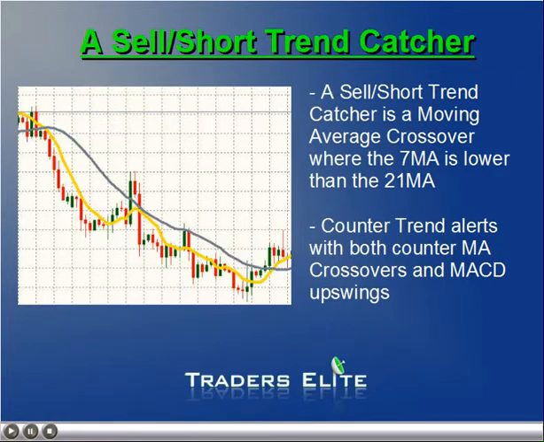So just dissecting that 4-hour chart, we'll look at the way that we determine a trend catcher trade. Essentially, a sell short trend catcher is a moving average crossover where the settings that we use are 7 and 21, where the 7 MA is lower than the 21 MA. Of course, with counter trends alerts with both MA crossovers and also MACD upswings.